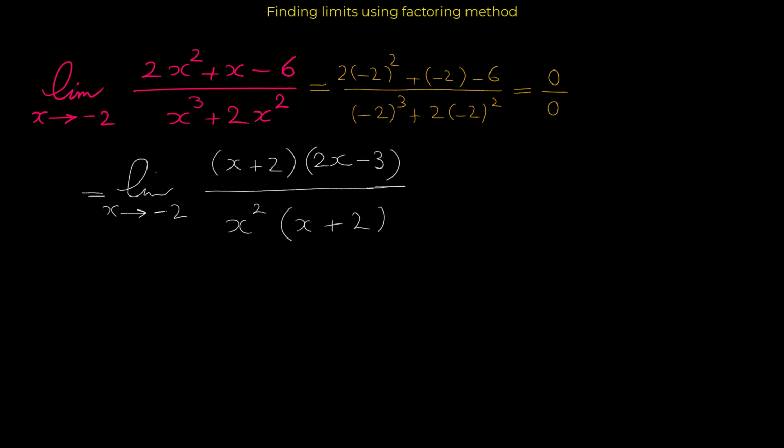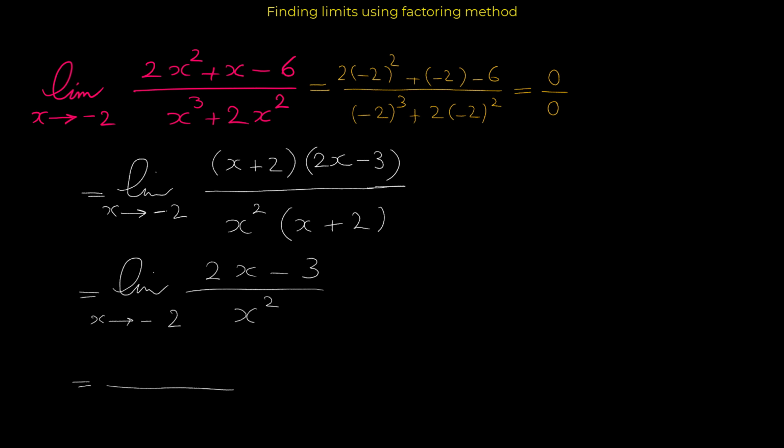Okay, look at the top and the bottom. X plus 2 is common. If we cancel x plus 2 from the top with x plus 2 from the bottom, then we have (2x minus 3) all over x^2, and x approaches negative 2. Substitute negative 2. We have 2 times negative 2 minus 3 all over (negative 2)^2. Negative 4 minus 3 is negative 7 over 4. So the limit of this expression as x approaches negative 2 is negative 7 over 4.